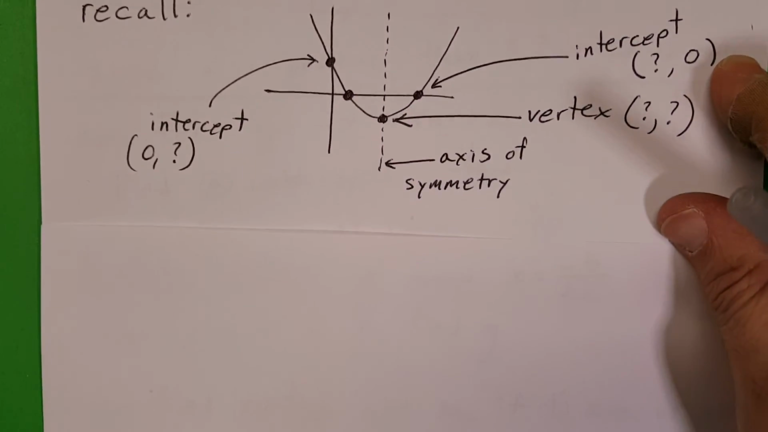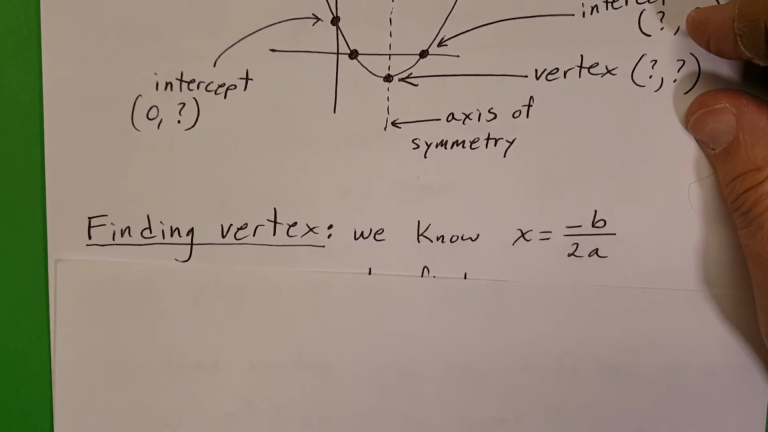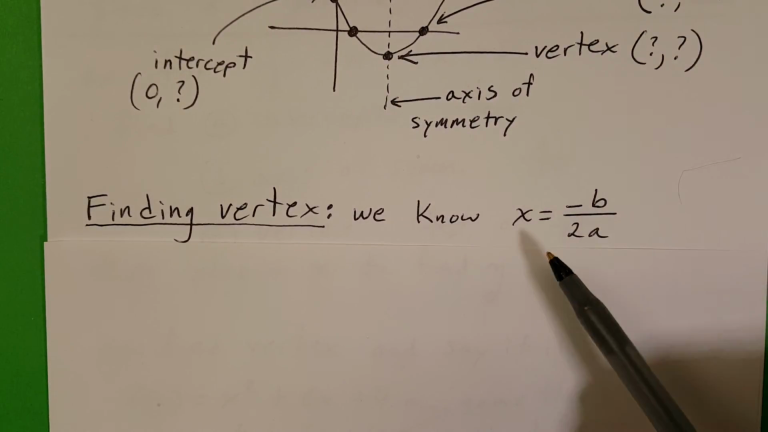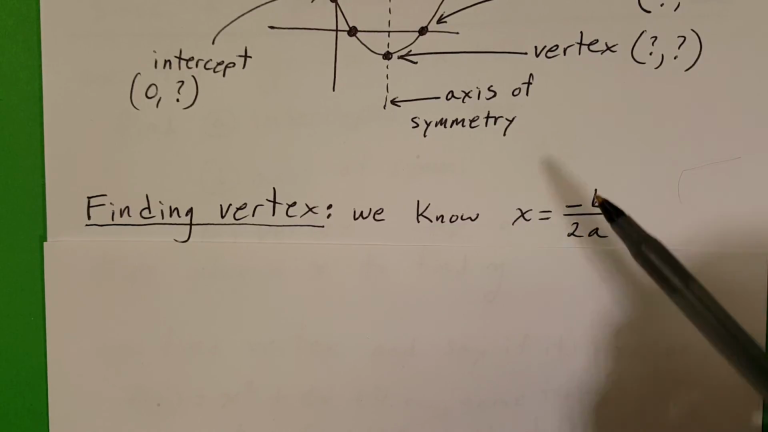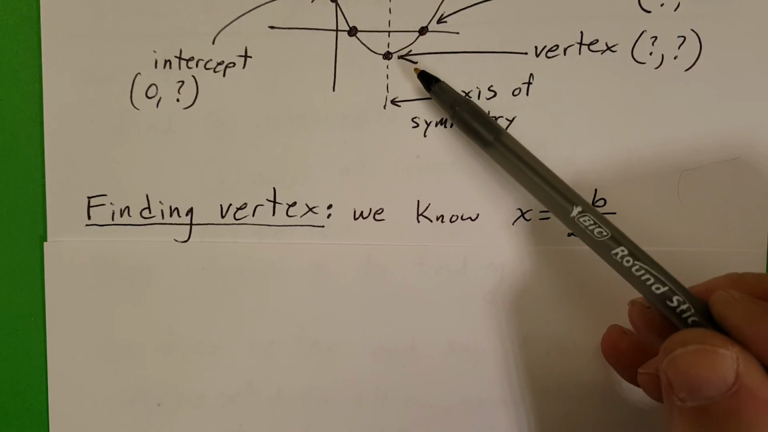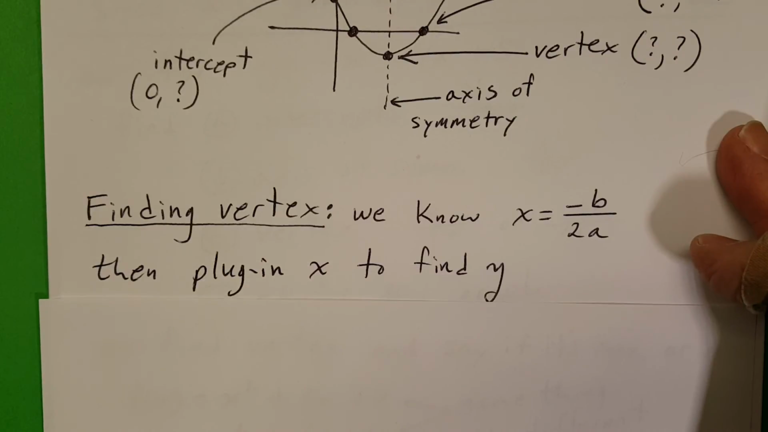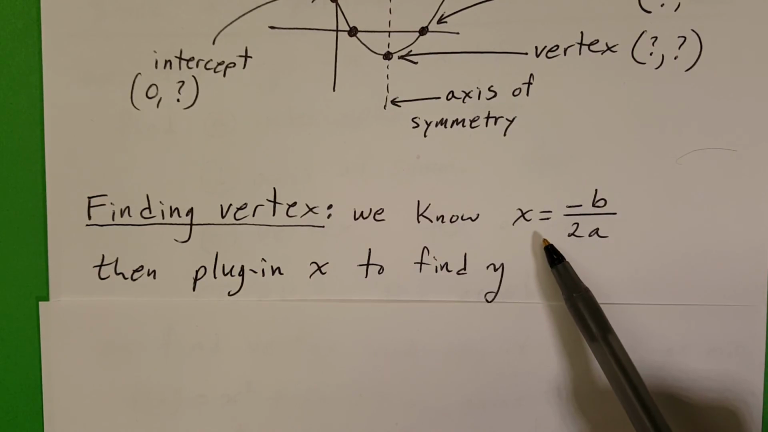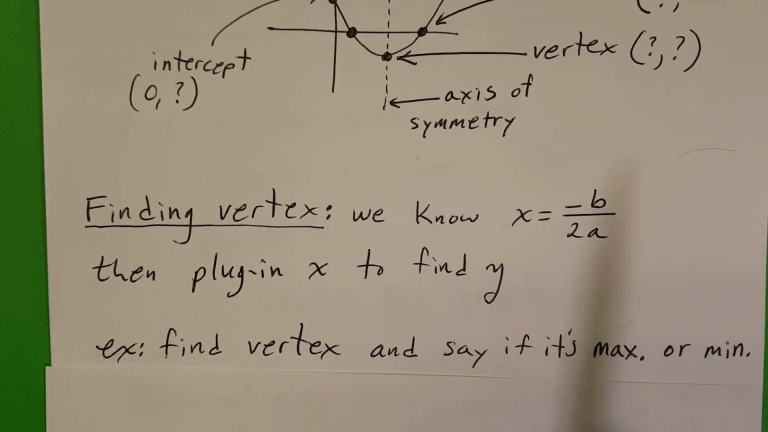Okay. So if the vertex is a point, how do we find that point? Well, we know that the x-coordinate is negative b over 2a, right? That's the axis of symmetry, and that's at negative b over 2a. So we got x. Then, if we know what x is, then we just plug in the x to find y. So here's an example.